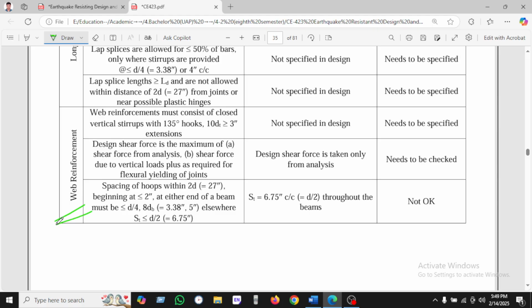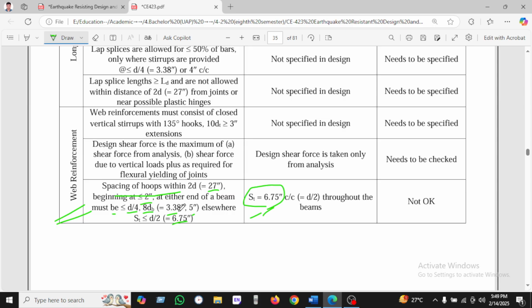We have been seeing this calculation: spacing of holes within 2D, which is 27, and at the beginning 2 inches square either beam. We found B is D divided by 4 and 8 dB, which is 8 at 3.3 inches square and 5 inches square, where we have 6.7. But we have found 6 inches square, 6.75, center to center, which is D by 2 through the beam, 6.75.